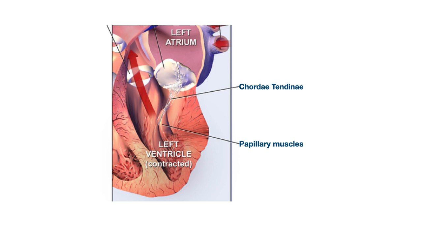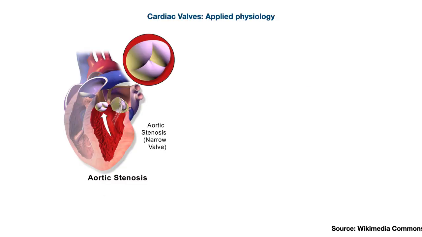Applied aspects: we have a condition called aortic stenosis, where there is a narrow valve. The same thing happens with mitral stenosis. In these conditions, the valve is so narrow that the amount of blood which flows across the valve is very much narrowed. It may not be completely blocked, but there is narrowing.